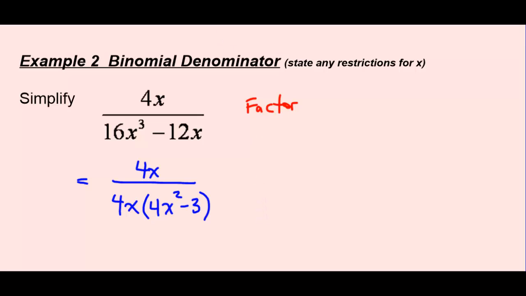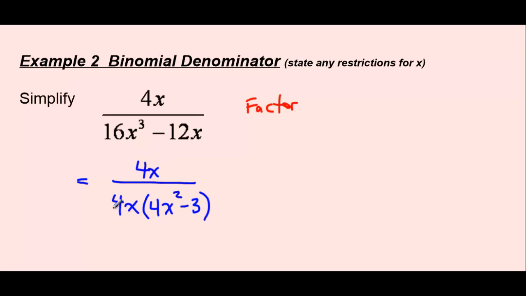So now we have 3 different things that are all multiplying and dividing. We have this 4x in the numerator, 4x in the denominator, and a 4x squared minus 3 in the denominator. All 3 of those are multiplying and dividing. So we can cancel and reduce anything that is multiplying and dividing.